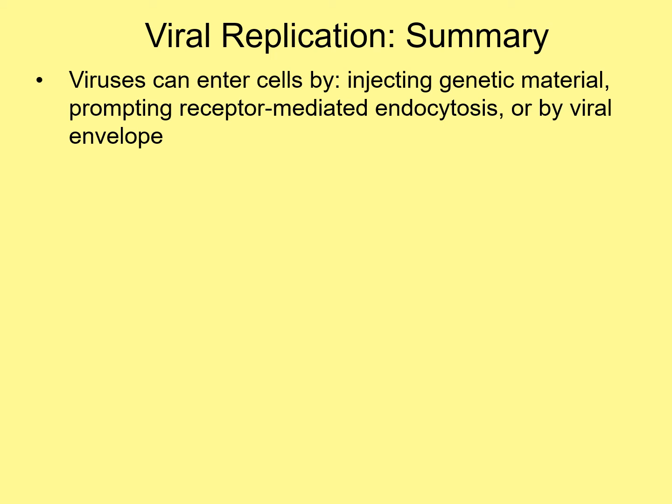They're obligate intracellular parasites. So viruses can get into cells either by injecting their genetic material directly, prompting those cells to undergo what's known as receptor-mediated endocytosis, essentially fooling the cells into thinking that there's something good, something nice that's knocking at the door, and then they wrap it in a membrane, bring it inside, and oh, lo and behold, it's a virus. Yay! Or, of course, by viral envelope.